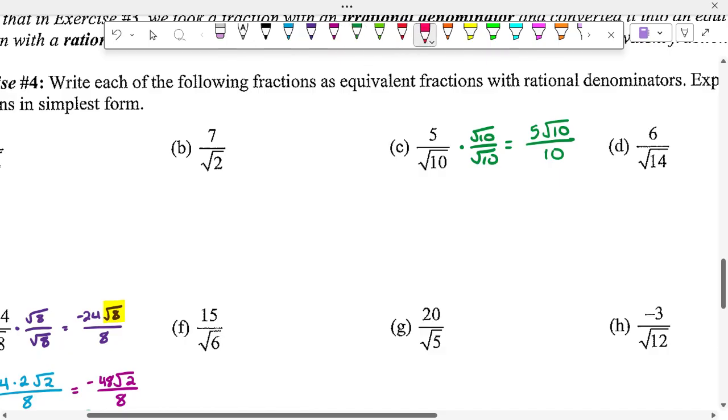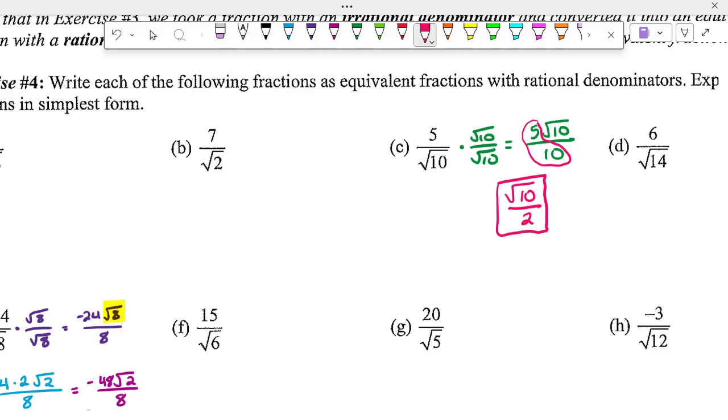This one is not fully simplified. You have to simplify this fraction. So this is the square root of 10 over 2. So more of the story, you guys, is simplify the fractions.